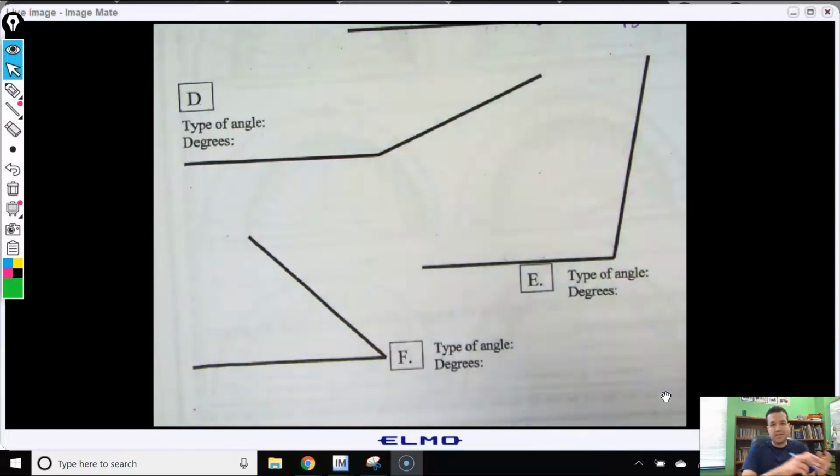I actually want you to do D, E, and F on your own. You're going to identify R, O, A, or S first for each of them, and then also find out the exact angle measurements. If I were you, I'd also practice a little bit right now, estimating how many degrees you think it is, so you test your ability and your skills without using a protractor. But in the end, I want you to use a protractor.